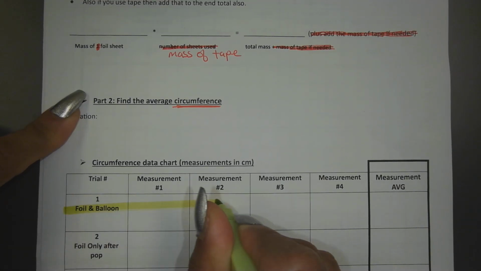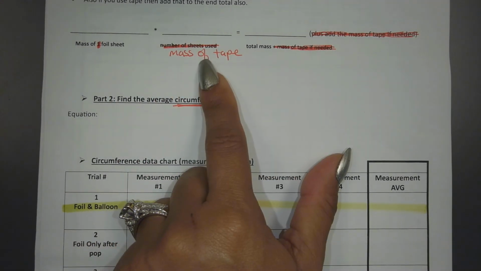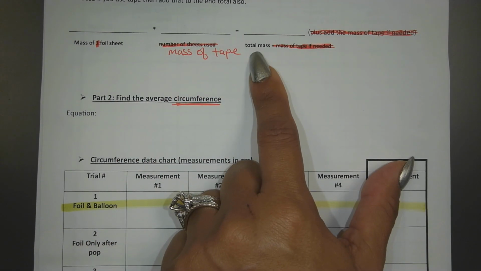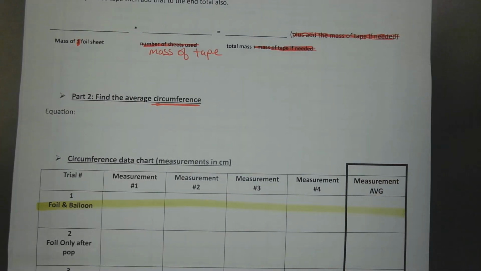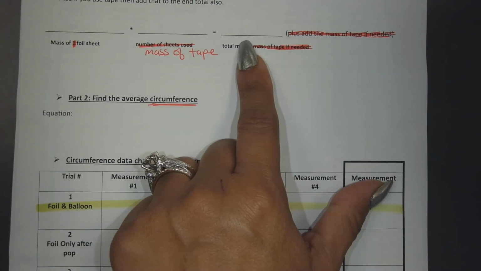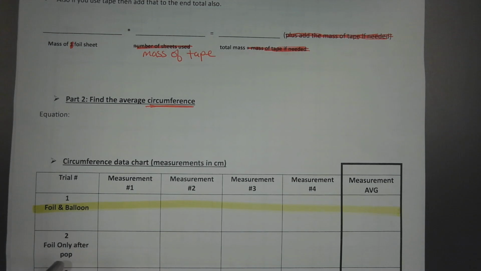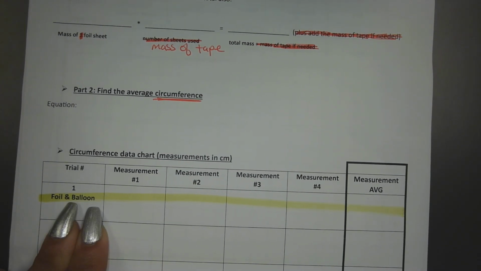After you find the mass of all of the pieces, wait a minute, the mass of the foil and tape is the total mass. What does it not include? It does not include the what? The balloon and the hot air that you use to blow up the balloon. I do not want the mass of the balloon or your air, okay? This mass is the tape and the foil only. You're going to go ahead and get the foil and balloon, and you're going to measure the circumference of it.